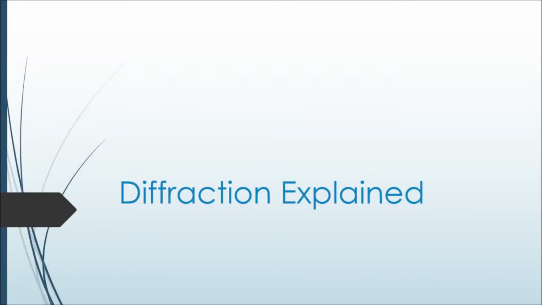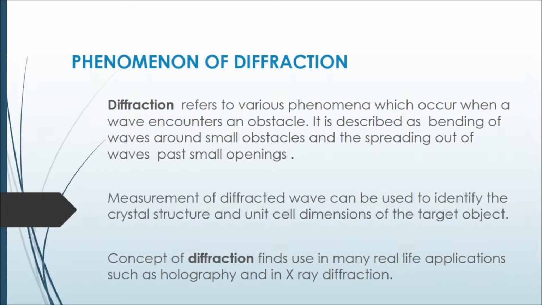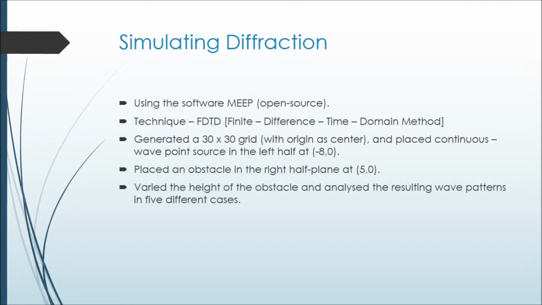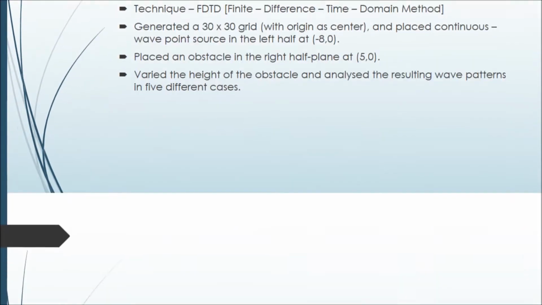Hello everyone, in this experiment we are going to explain the phenomenon of diffraction, which is basically the bending of light around obstacles which are of the order of its wavelength. We have characterized diffraction with an open source software, MEEP, using the finite difference time domain method by placing a continuous wave point source.